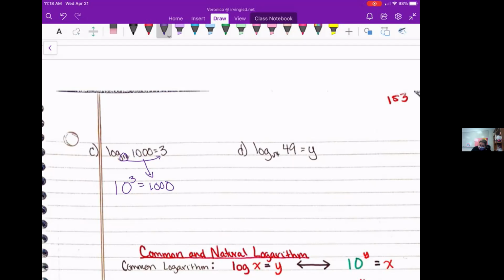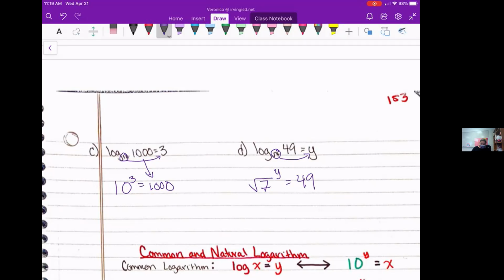D, same thing. Here's your base. Whatever's on the other side is your exponent. So the square root of 7 to the power of y is equal to 49. You're done. How many of us got that right? Yes? Okay, good. See, not so bad, right?